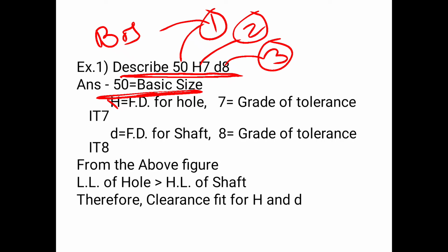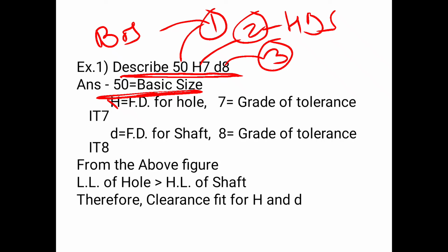Second is H7. Capital letters are used for holes. Here capital H is used, hence it is a hole based system. If capital A, capital B, capital C, other than H, are used, then it will not be a hole based system. If small h is used, it will be a shaft based system. Here capital H is used instead of capital A, B, C, etc., hence it is a hole based system.